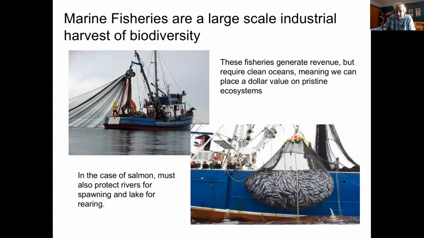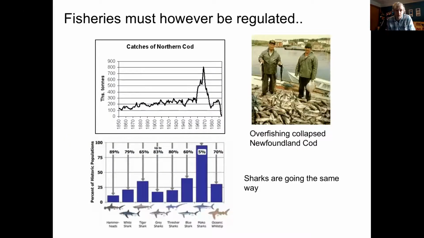Now, in the case of salmon, we must also protect rivers for spawning and lakes for rearing. So when we want to maintain a healthy salmon harvest, we not only need healthy oceans, but we also need healthy lakes and rivers. So it can have quite a big impact on maintaining healthy, pristine areas of biodiversity. Fisheries must, however, be regulated. And if they're not regulated well, we can get serious collapse.